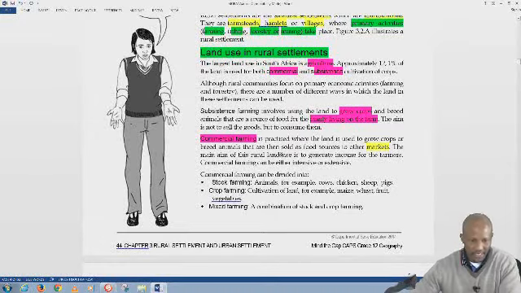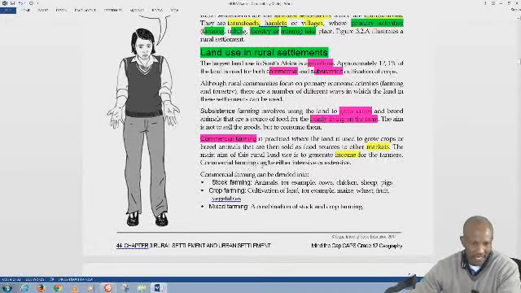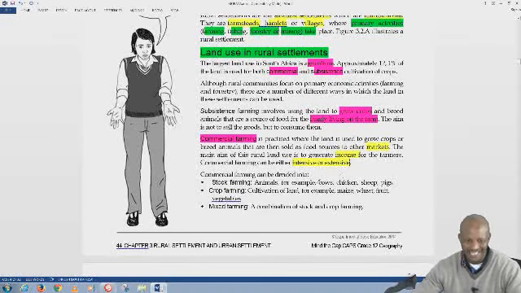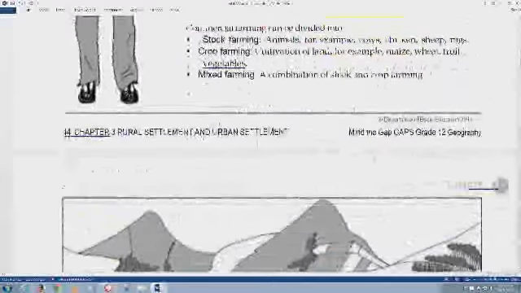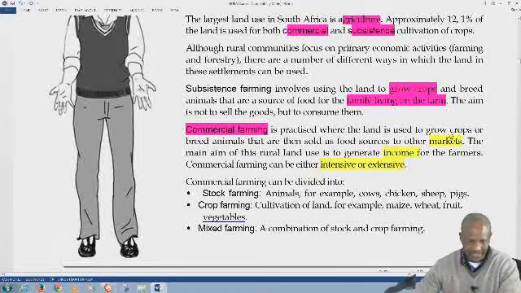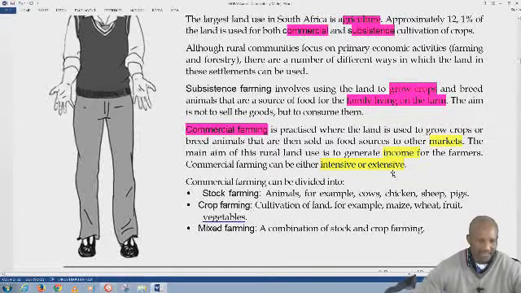That is why we say the main aim of rural land use is to generate what? Income, which means the profit of the farmers. And commercial farming can be either extensive or intensive farming. Then we say a subsistence farmer produces only for a family, while a commercial farmer produces for what? For market, where he can generate income either as an extensive or an intensive farmer.